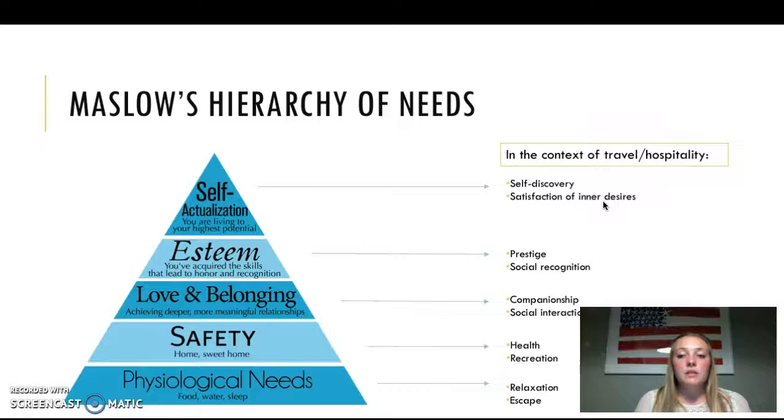Esteem is the idea of social recognition or prestige. A lot of times when you travel in a specific way, you can have that prestige. And then self-actualization is the idea of self-discovery when you travel and the satisfaction of inner desires that you have when you travel.